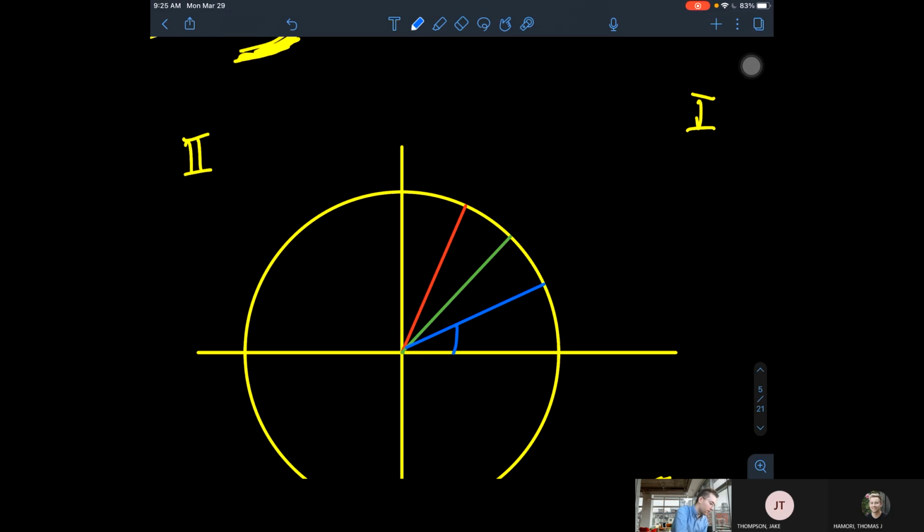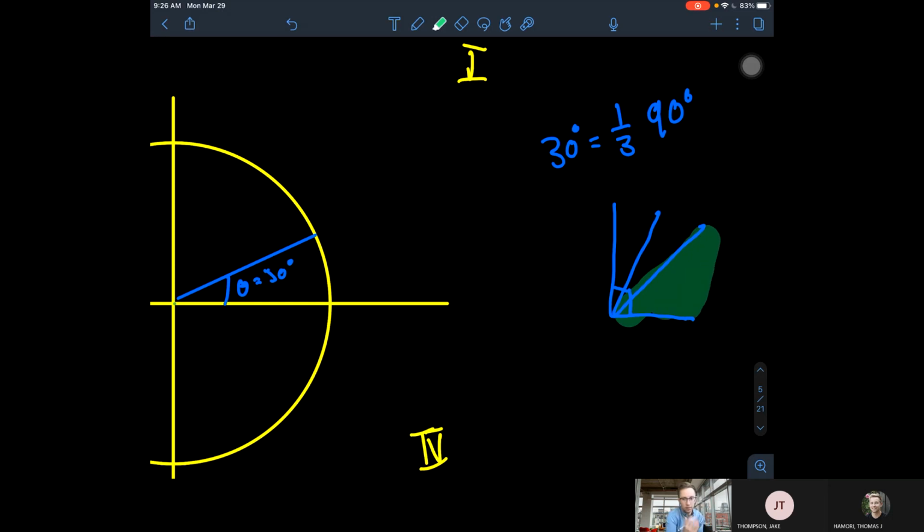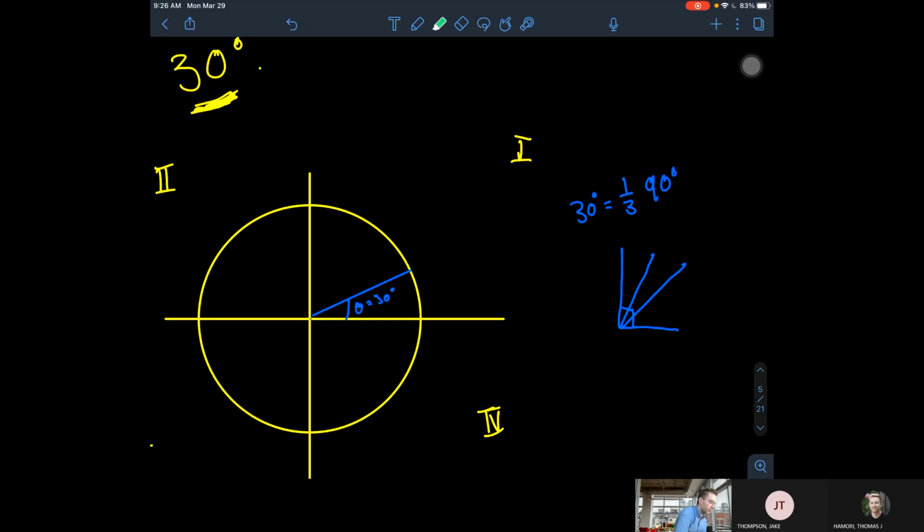Okay, so this angle here is theta equals 30 degrees. If you want to know how to figure that out, all you have to do is say, well, I know that 30 degrees is exactly 1/3 of a 90-degree angle. And I know a 90-degree angle looks like a perfect corner, like this. So if I were to just cut this into thirds, then I take exactly 1/3 of it, and that's going to be 30 degrees. So I think you got a good intuition for that.